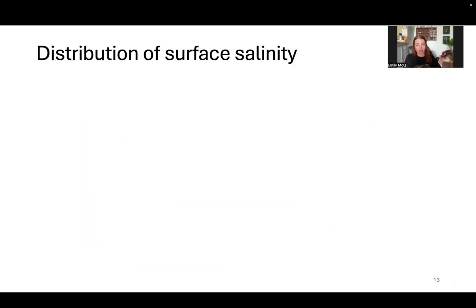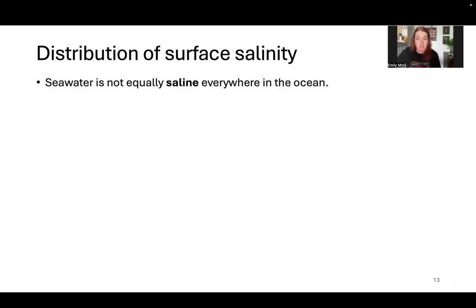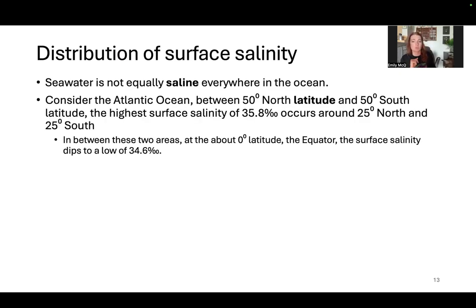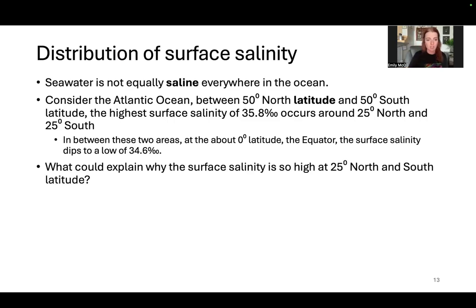So ocean salinity is a very important component of the ocean, but is it equal across the ocean? You would think, well, yeah, it's one major solution. It's a giant solution of water. Why wouldn't it be equal? But it's not. Seawater is not equally saline everywhere in the ocean. The Atlantic Ocean has different salinity concentrations based on its geographic location and the processes that are occurring in those locations.